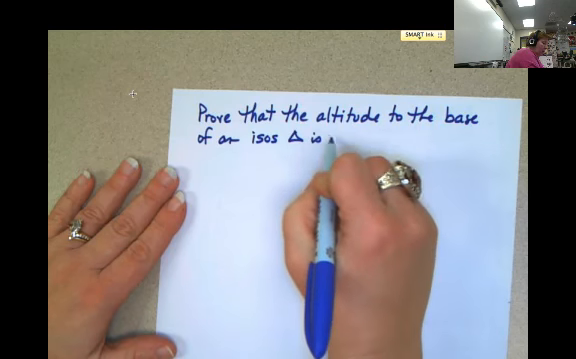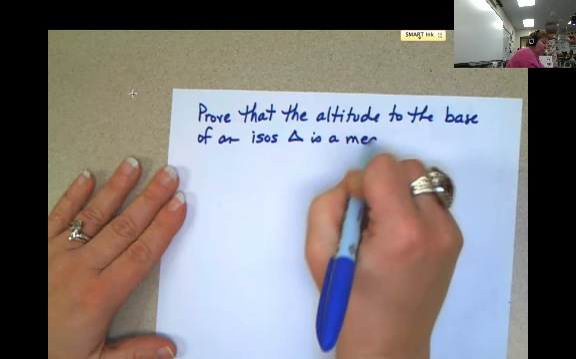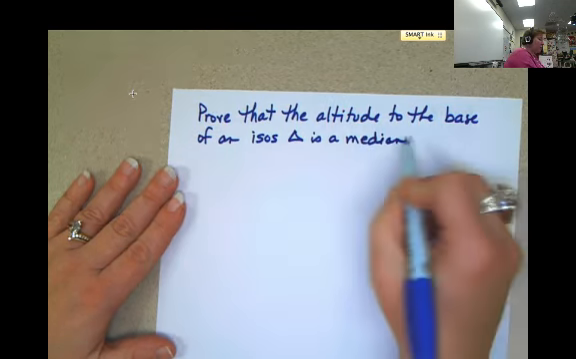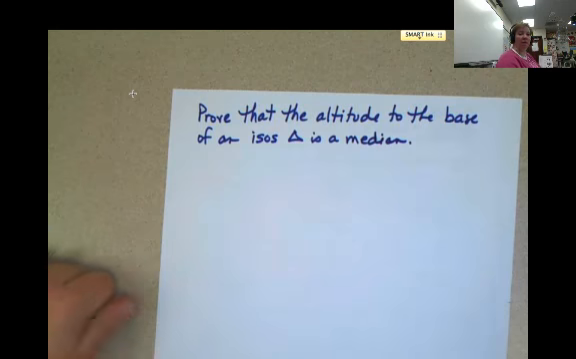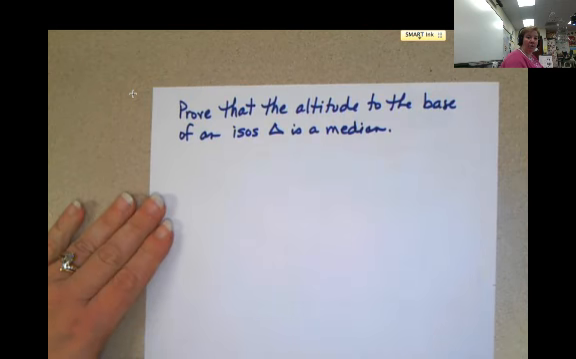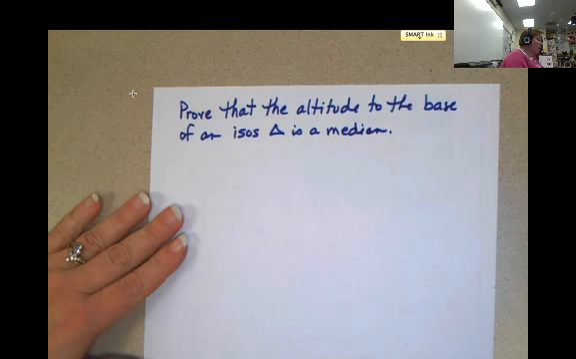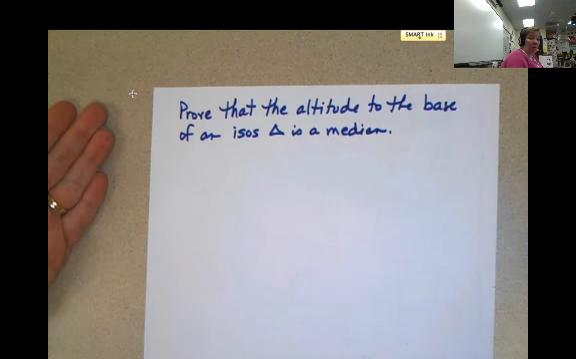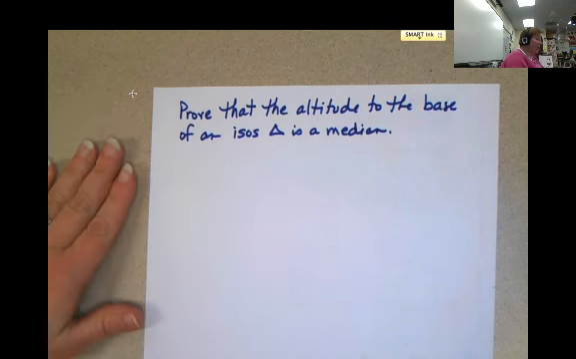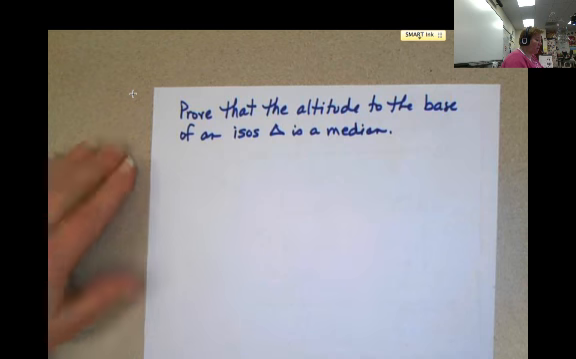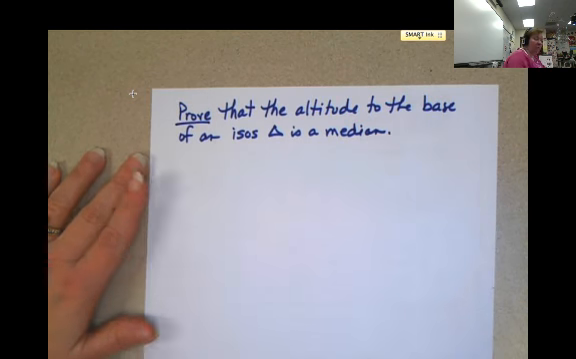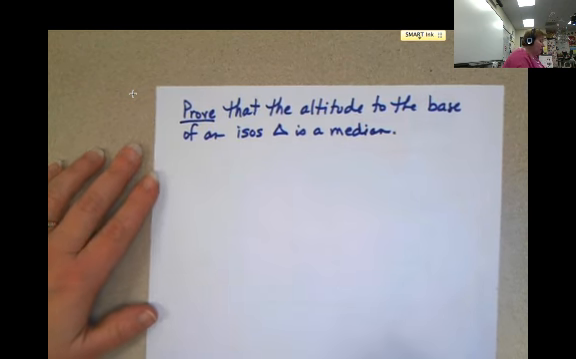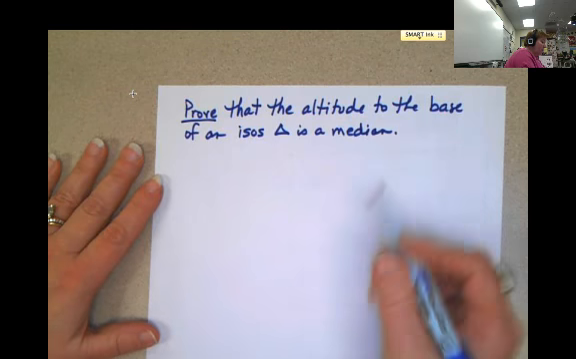is a median. Now, that's not to say that you have to write this down when you're doing these problems in your homework or for practice, but for the sake of these notes, I wanted you to see what the problem was. So that would be a problem in your book. It'll say, prove that the altitude to the base of an isosceles triangle is a median. And that word prove tells you that you have to write a 2-column proof. And so you're going to set it up yourself.